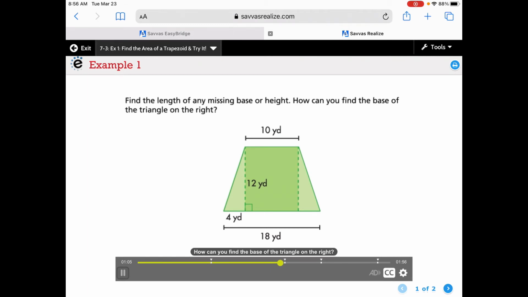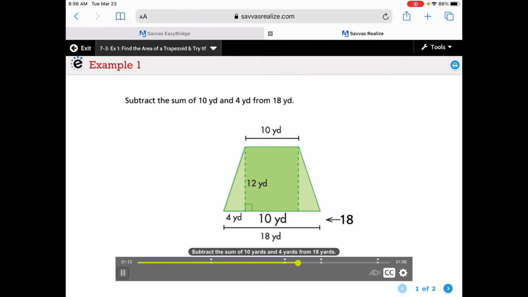How can you find the base of the triangle on the right? Well, it is the same as the other one. So right now we have 10 plus 4, which is 14. We need another 4, so it's going to be 4. Subtract the sum of 10 yards and 4 yards from 18 yards.